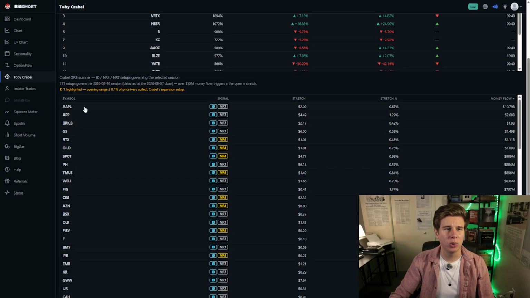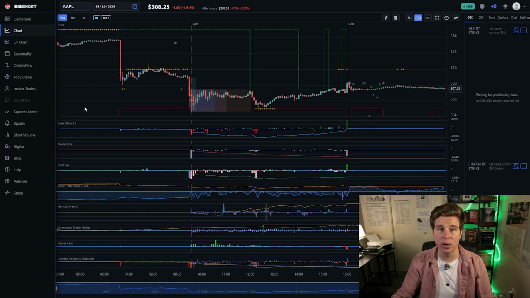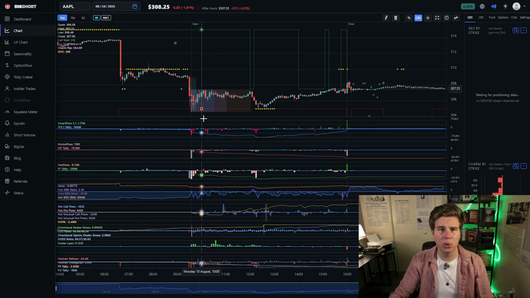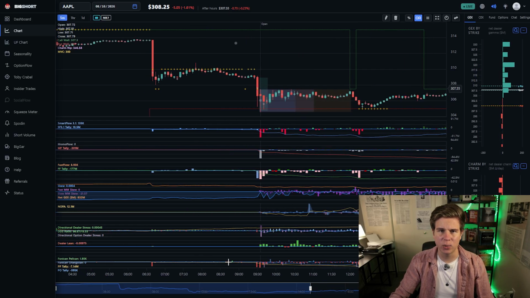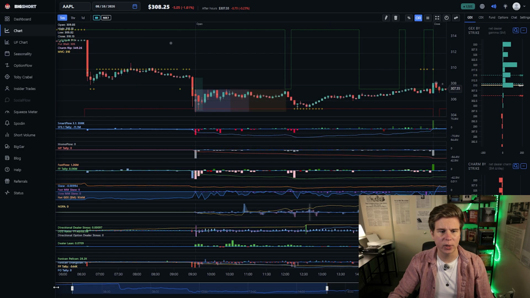So let's take a look at Apple here, for example. I didn't take a look at this. I have no idea what the chart looks like. So Apple looks like it almost had a breakdown here. Let me actually zoom in because I want to see if we actually broke out of the Tae Crabel range.